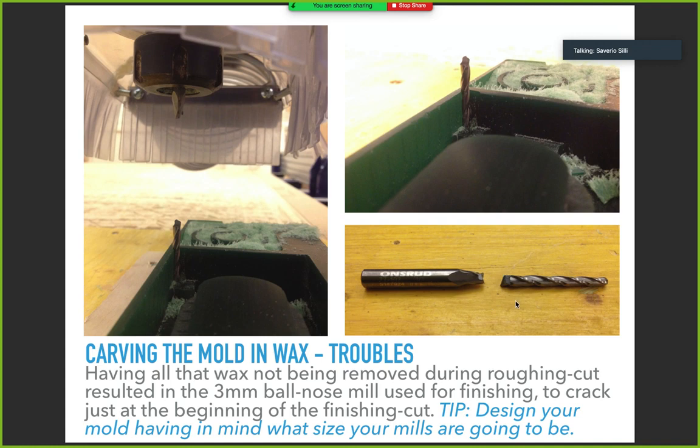And so I broke the end mill in my Fab Lab, and I was like, oh my God, what did I do? I broke it. Okay, so when you design your mold, you need to know what end mill you are going to use. I tell you, in Shanghai, we're going to use a 6 or 4 millimeter for roughing, and then 3 millimeter or 1 for the finishing.